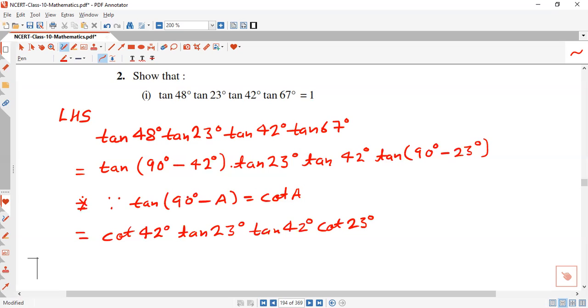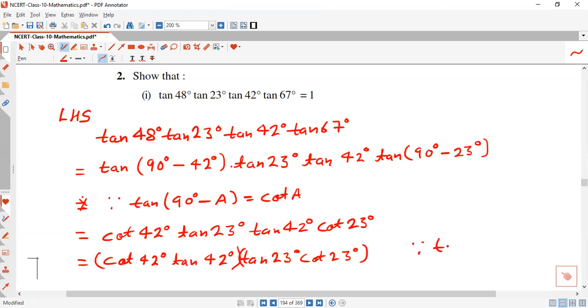Now, you can write the 42 together: cot 42 degree and tan 42 degree. Now we have tan 23 degree and cot 23 degree, to make the combinations of this pair. Since we know tan A cot A equals 1, this will equal 1 into 1, which comes out 1.